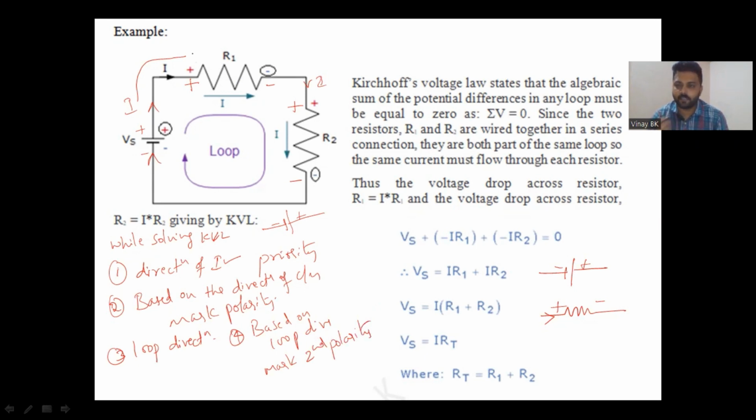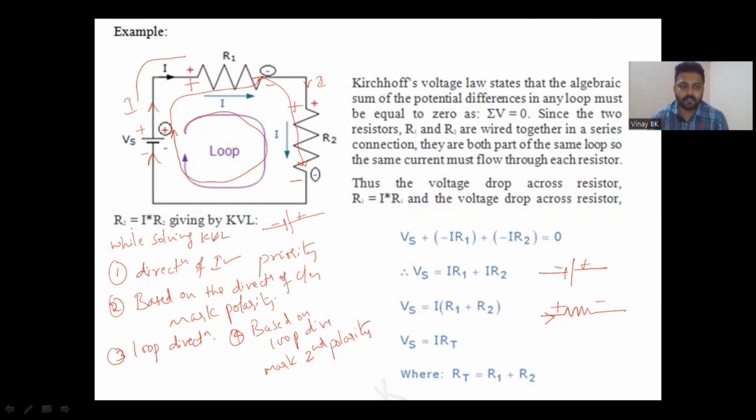So first step, giving the direction of current. Second step, marking the polarity based on the direction of current. Third step, if they are given the loop direction, that is fine, or else you have to give the loop direction, either clockwise or anti-clockwise. And the fourth point, based on the loop direction, mark the second polarity, or else you can also mark the first polarity, no problem. But for my convenience, I am marking the second polarity. So you can see here minus plus, loop direction is clockwise, the loop will be like this, the second polarity is plus. Similarly in the current, the second polarity is minus. Similarly, here also the second polarity is minus.